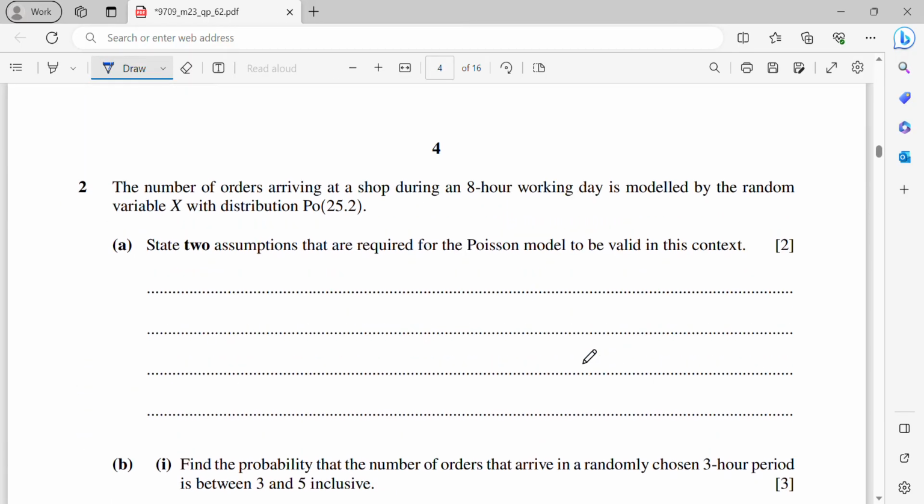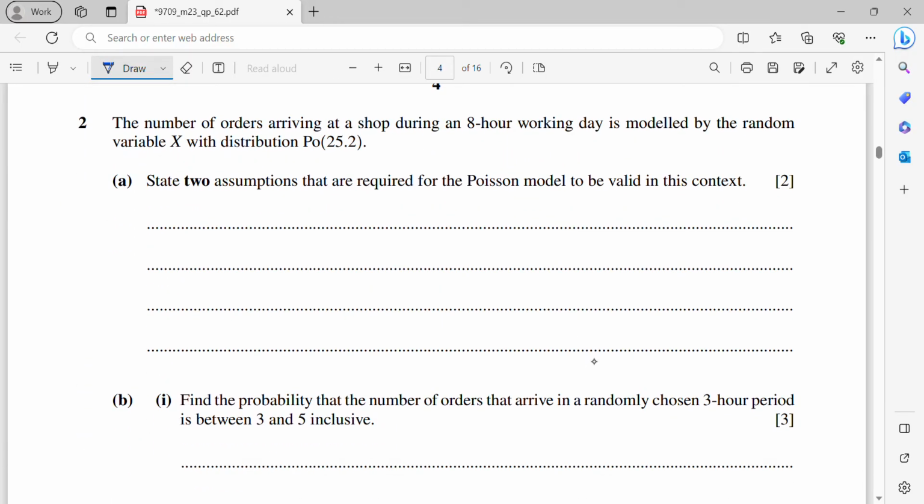Right, so next question is number 2. The number of orders arriving at a shop during an 8-hour working day is modeled by random variable X with distribution Poisson 25.2. Now A, state two assumptions that are required for the Poisson model to be valid in this context. Okay, so for the Poisson model we know that it must be random. The orders must be random, and then the orders must be independent as well.